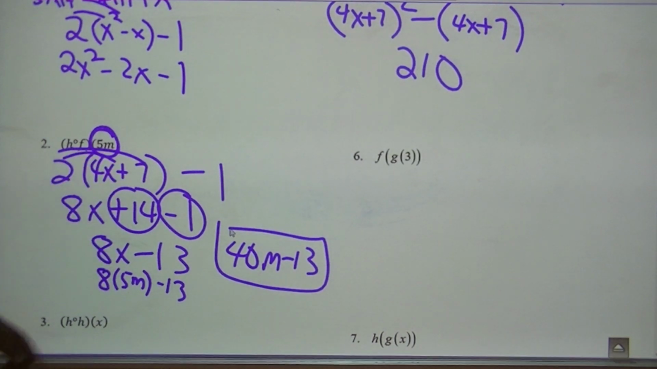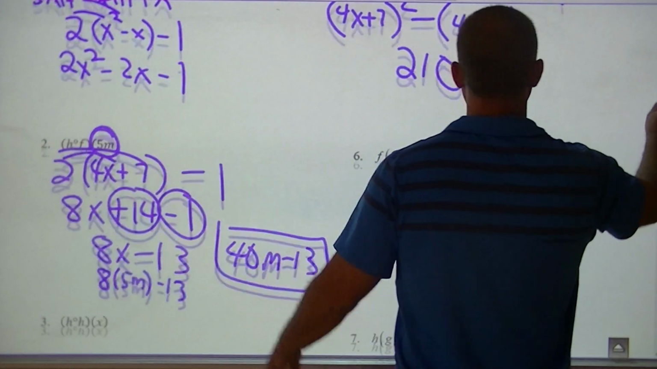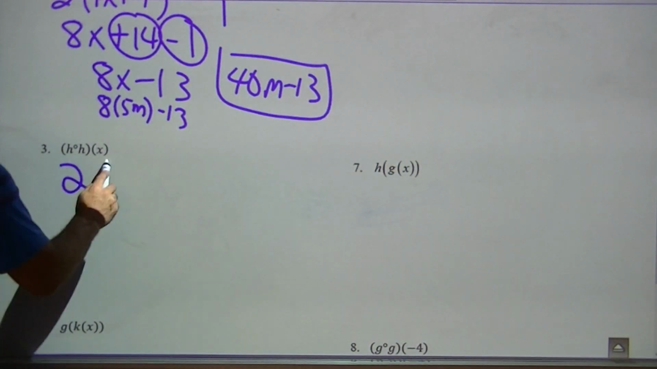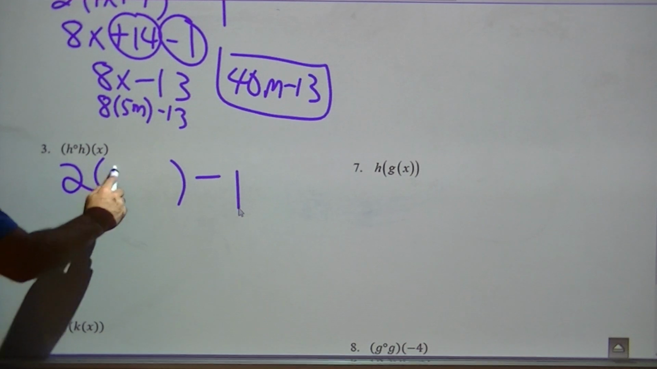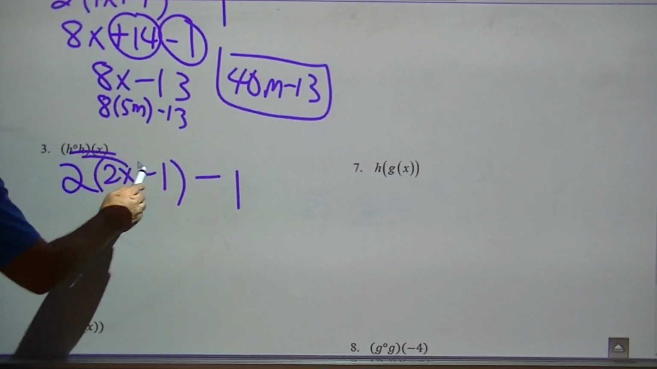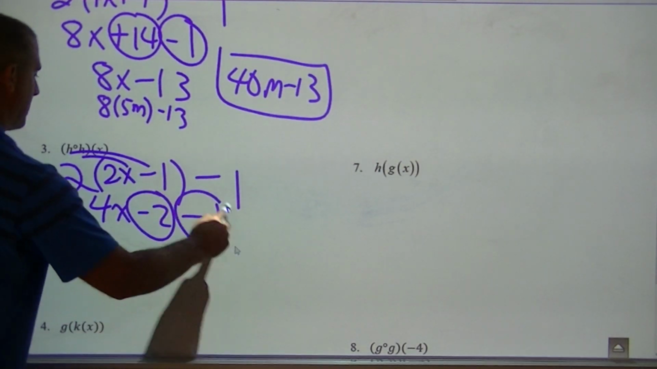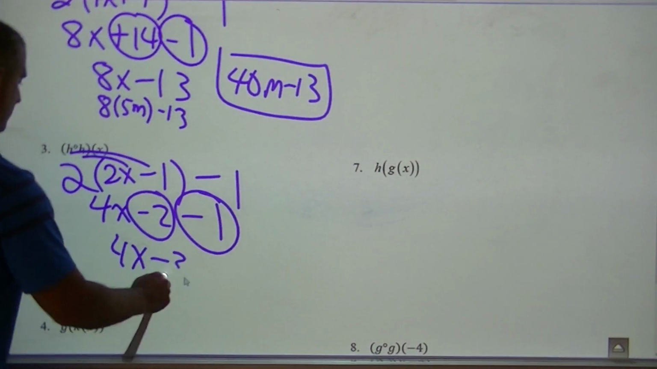So if it's got a variable, it's got to have one in your answer. H of x, once again, h is 2x minus 1. H of h, so 2 blank minus 1. I'm filling in the 2x minus 1. Now, because it's got an x, I'm going to distribute. That's 4x minus 2 minus 1. These combine, 4x minus 3.